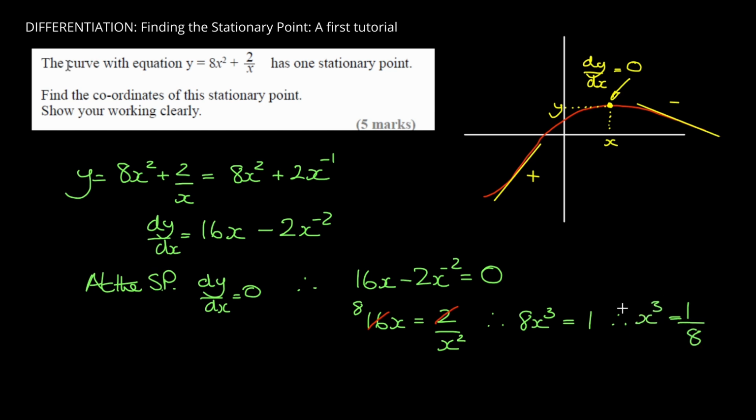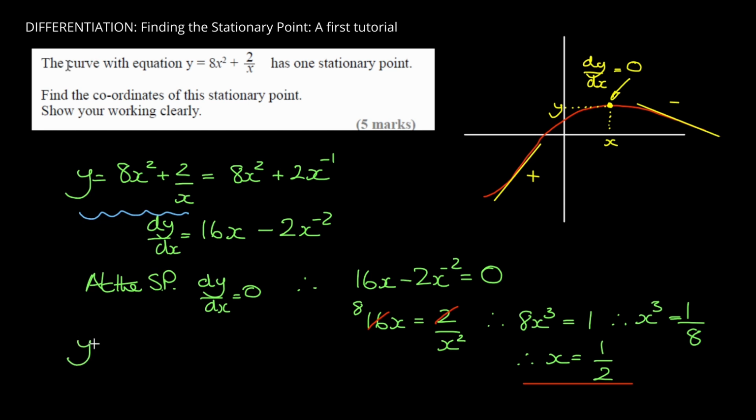Now, to get x on its own, we need to cube root both sides. The cube root of x cubed is simply x, and the cube root of 1 over 8 is a half. 2 times 2 times 2 is equal to 8. So therefore, x is equal to a half. So that's the first of our coordinates. To find the other coordinate, we need to substitute back into our original expression for y.